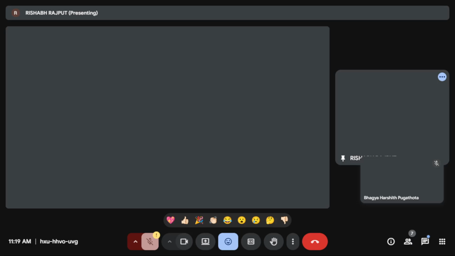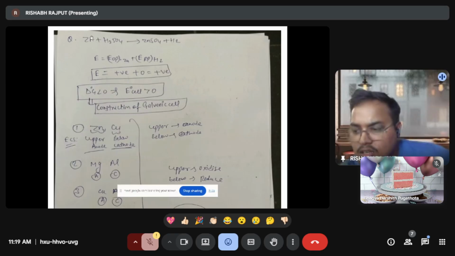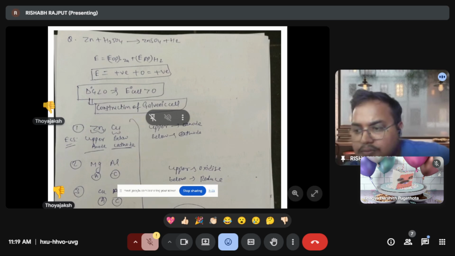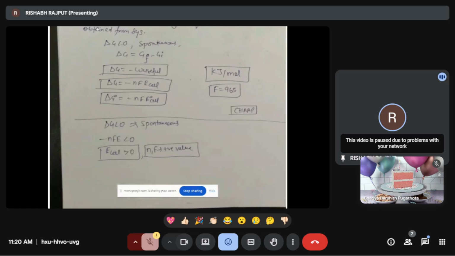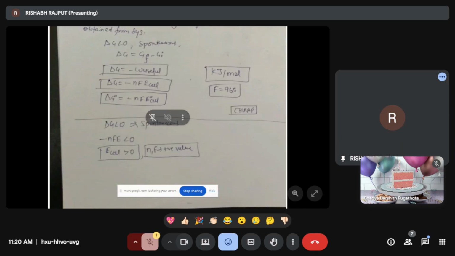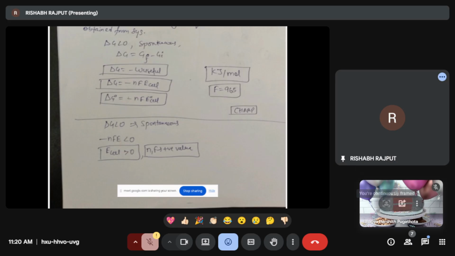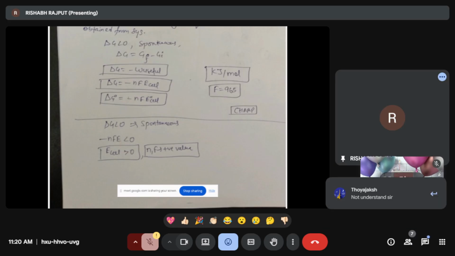Please see here, zinc plus H2SO4. Yesterday I think I told you this thing. Zinc plus. Why, Tejas, you like this point? You did not understand this concept. Tejas, you do not understand. Please tell me where you are confused. Just tell me.